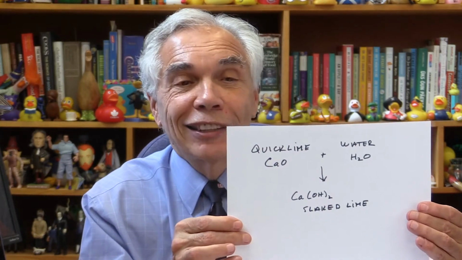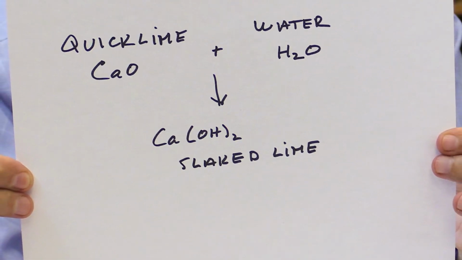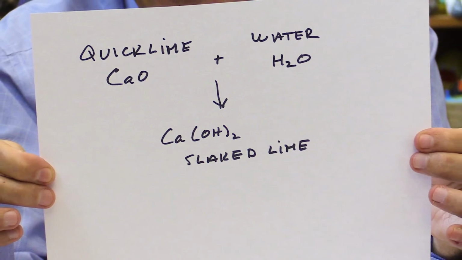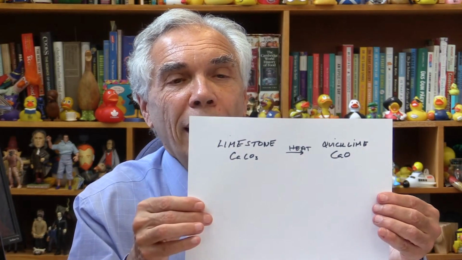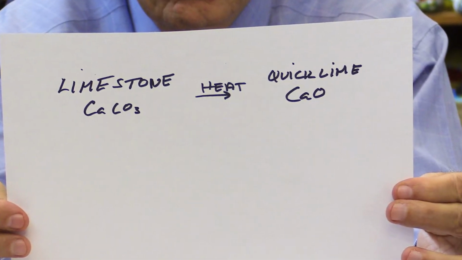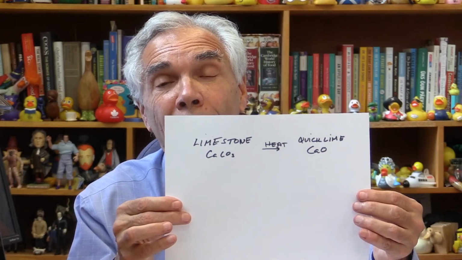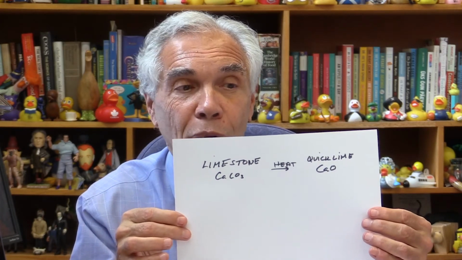In order to get that slaked lime, you need something we call quicklime. And you react that with water and you get the slaked lime that you need. But where would they have gotten the quicklime? One step further back. You get that from limestone. Heat limestone, which is calcium carbonate, and you get quicklime. It's called calcium oxide. Why is it called quicklime? Because it quickly reacts with water to form slaked lime, as we saw before.